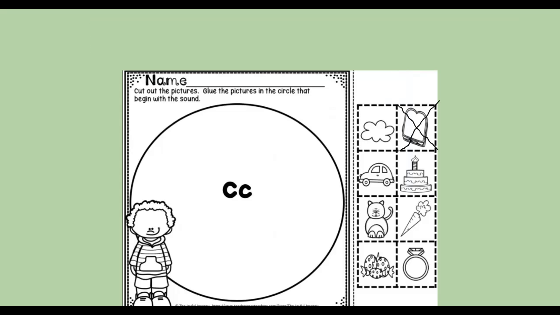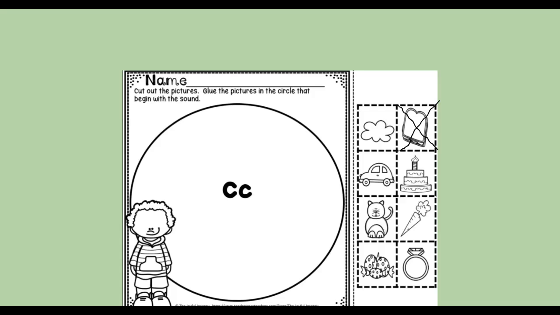Calvin, car. Are we cutting the picture of the car and gluing it on the circle of the letter C? Yes. There you go. How about cake? Yes. How about cat? Yes. Thank you.